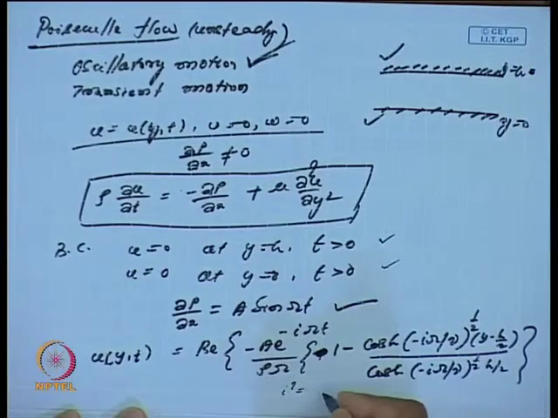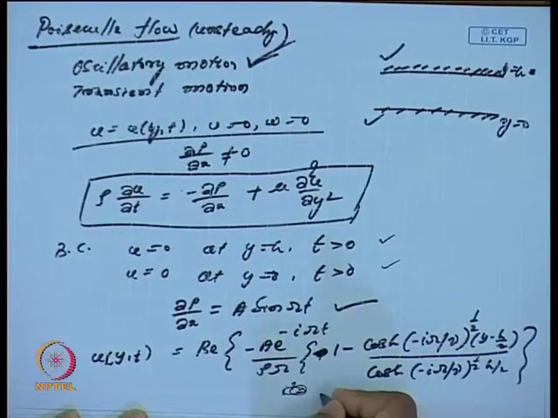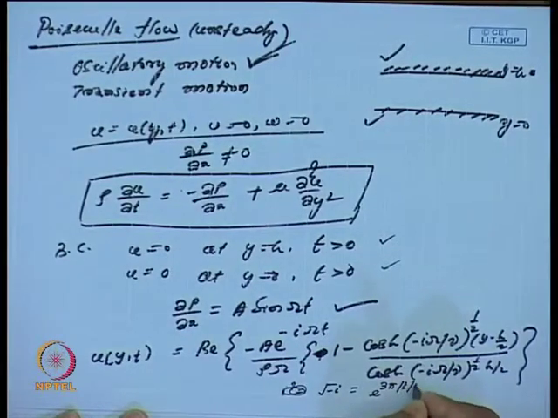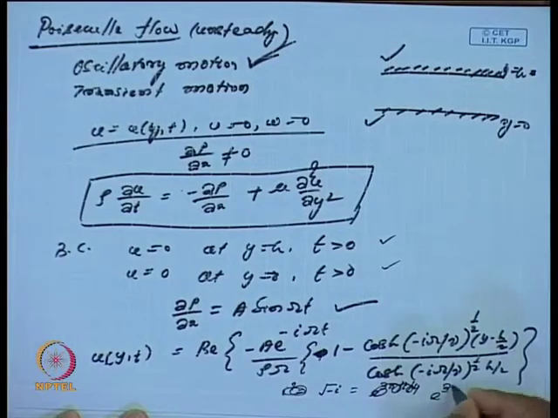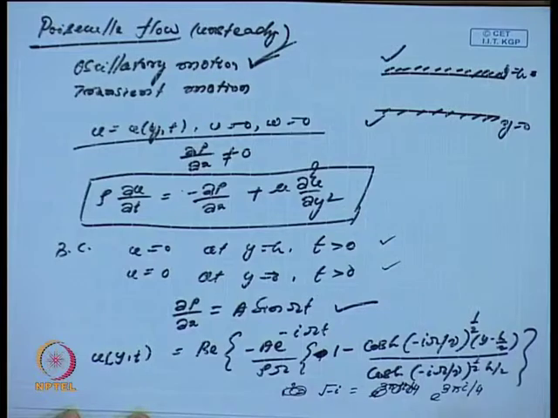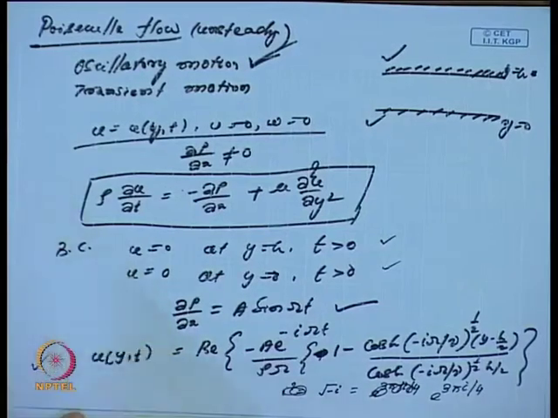It may be noted that the square root of minus i is chosen as e to the power 3 pi i by 4. That is what is chosen in this case, and that comes from the physical requirement. This is the solution associated with the Poiseuille flow in case of oscillatory motion.